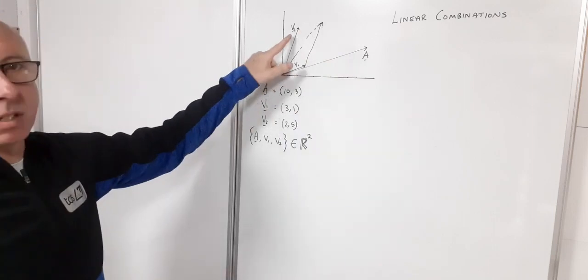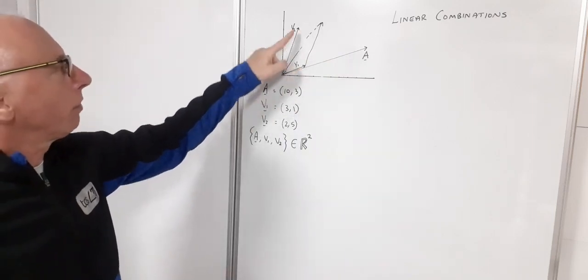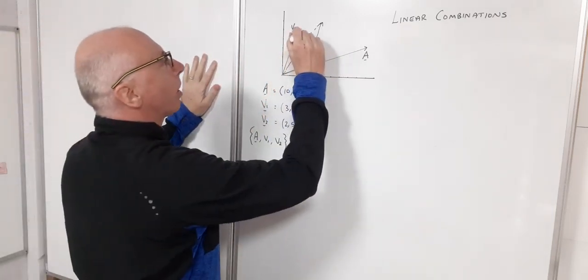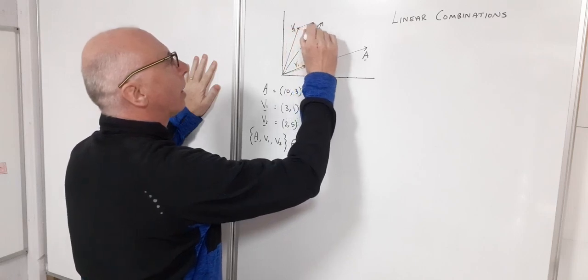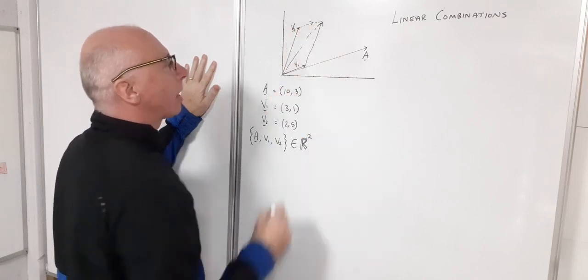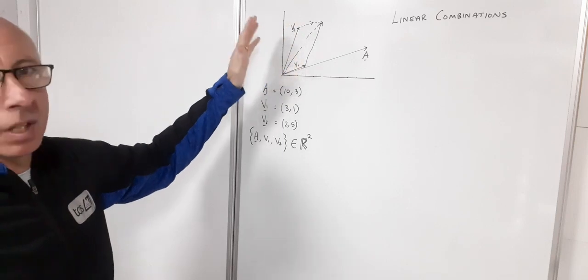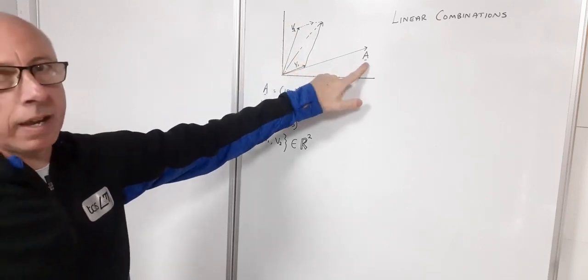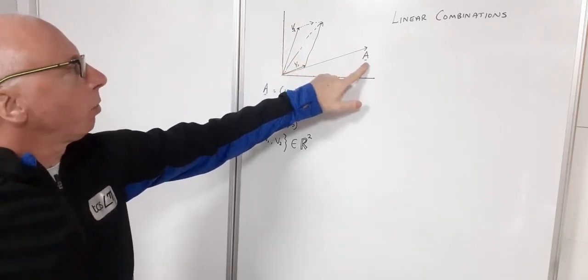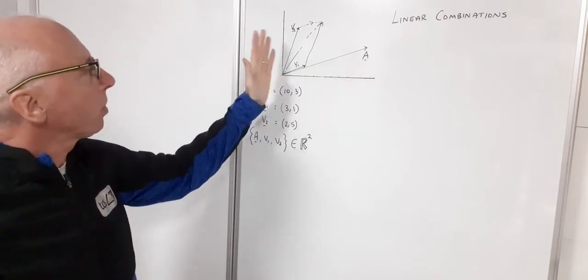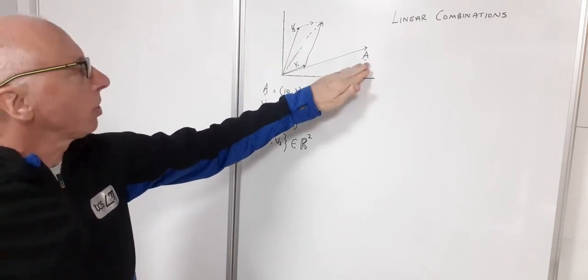If I did the same with vector 2 and put vector 1 on vector 2, that would then go this way and it would end up in the same place. Now that's not going to reach the point where vector A is. So what I need to do is to find some combination where they can reach the same point.